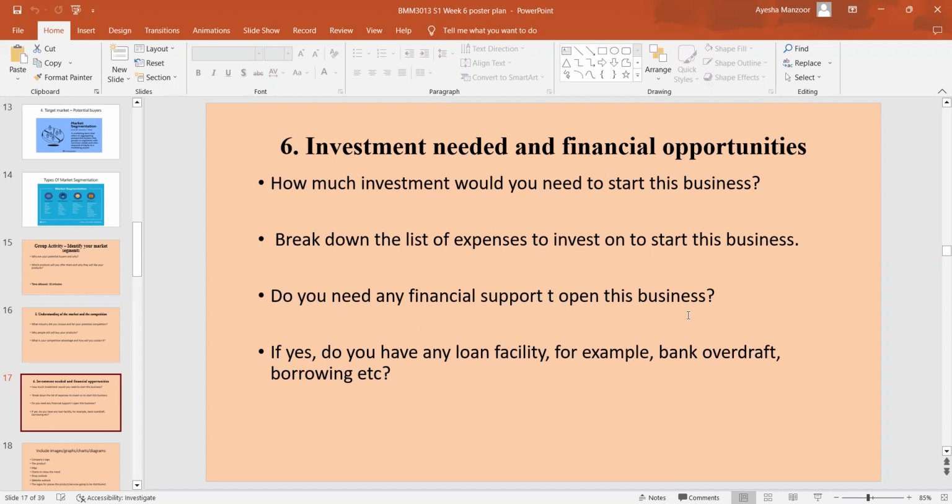For example, you can ask for a loan from your friends and family, or you can take a loan from a bank, or you can utilize your savings. So what option is suitable for you? You have to discuss that in the poster plan. And if yes, do you have any loan facilities, for example, a bank overdraft and borrowing? So you can discuss that as well.